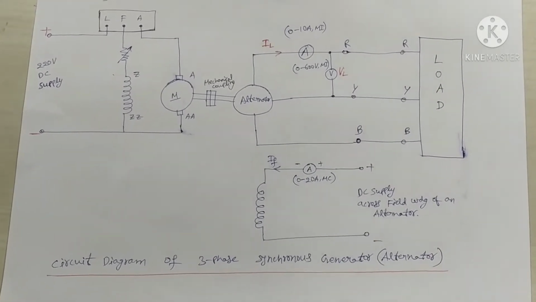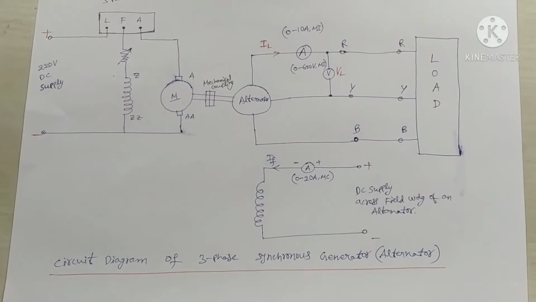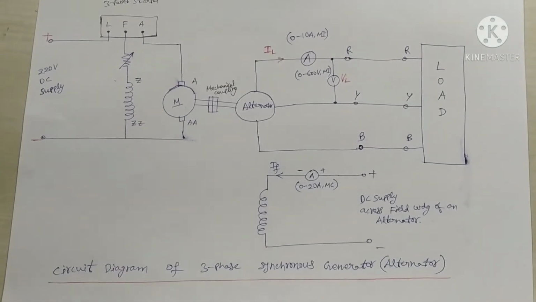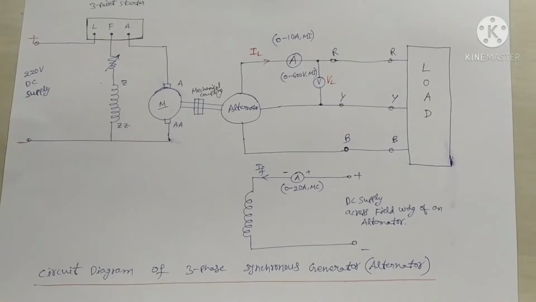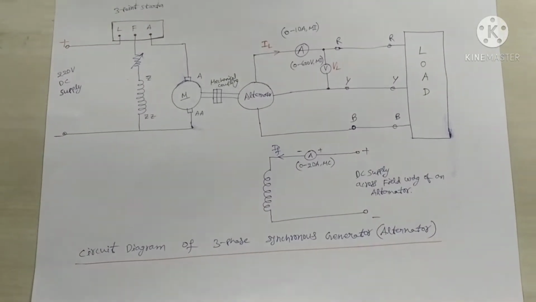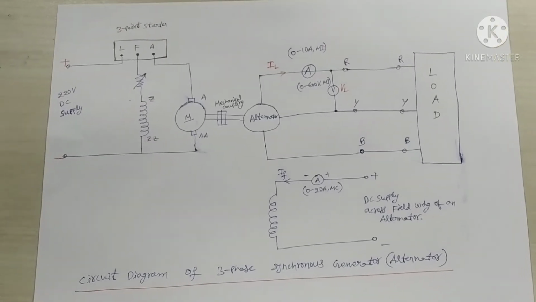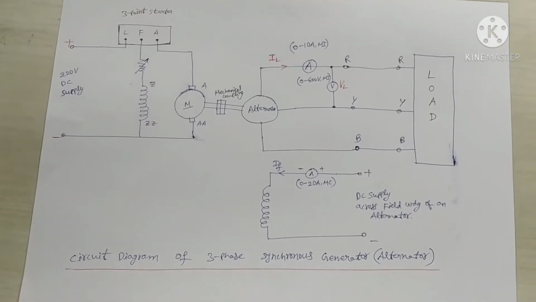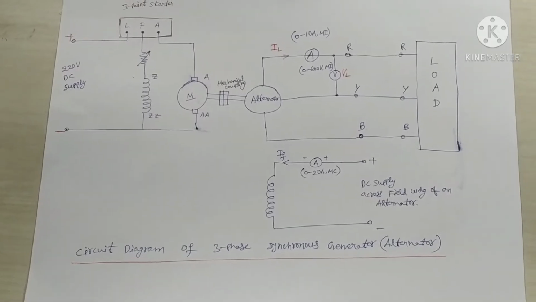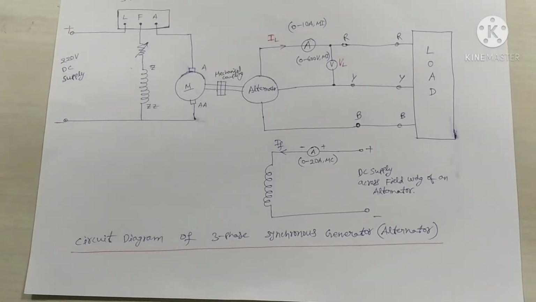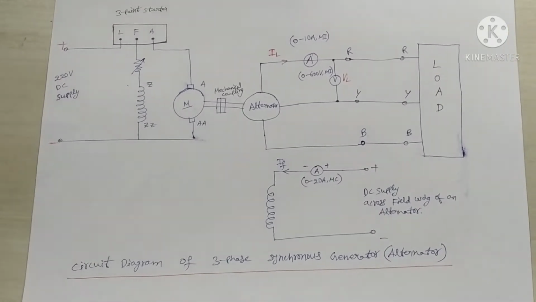Then we have to note down the readings of field winding current and load current of an alternator. Then we have to vary the load from full load to no load in steps, and at each load step we have to maintain the rated speed of the prime mover, that is 1500 rpm, by adjusting the external field winding resistance of the DC shunt motor, and also we have to maintain the constant field winding current, which is the same as the full load value. Then we have to note down the readings of terminal voltage and load current of an alternator.